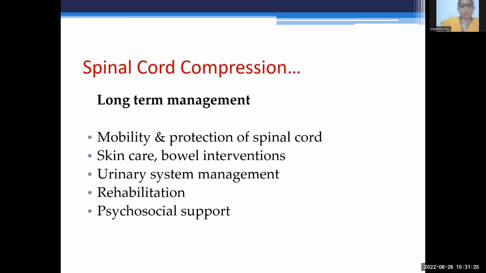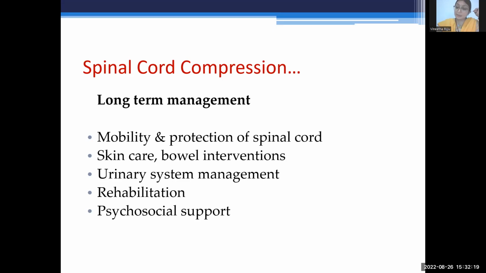Now, coming to the long-term management, the mobility and protection of the spinal cord, again, skin care and bowel interventions have also to be looked into. The patient is kept immobilized in bed, and it is very necessary to advise skin care. And probably the patient is on Foley's catheter, and the patient is not able to defecate, and maybe suppositories or an enema have to be given for him to attain a bowel movement. So also rehabilitation, isometric exercises, all should be done passively by the physiotherapist, and later he teaches it to the family, where the family can continue it on their own.